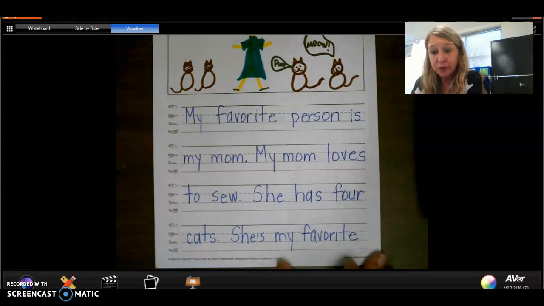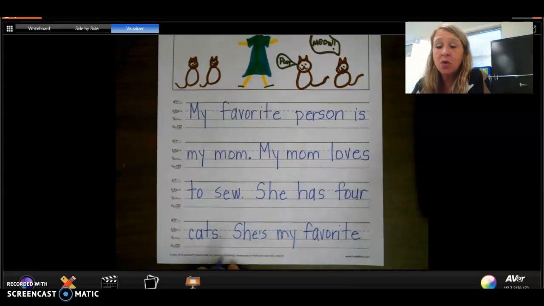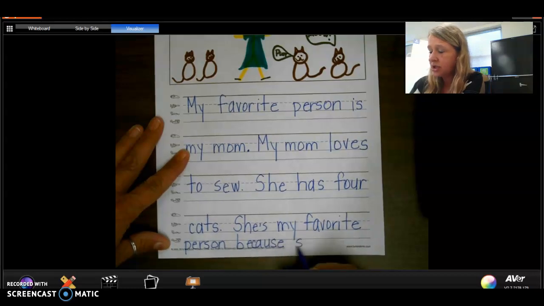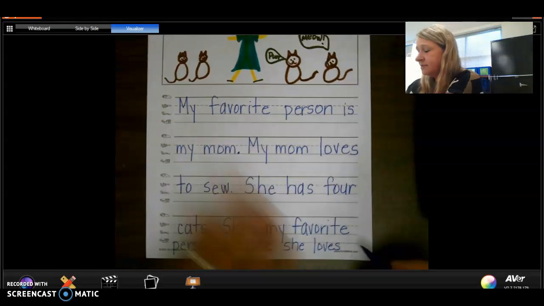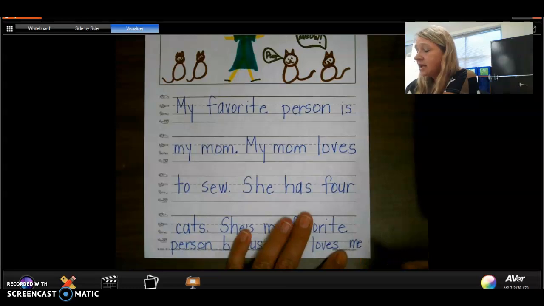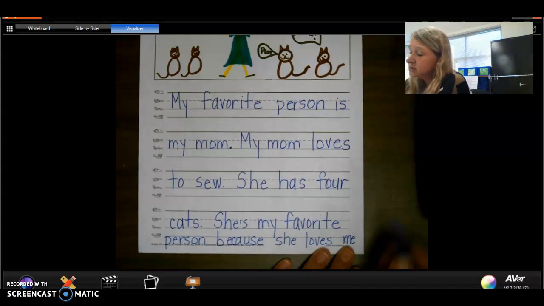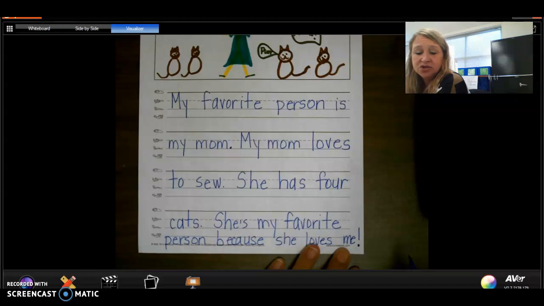Okay, if you run out of room, you're going to go down to the next line or on the next page. Okay? She's my favorite person because she loves me. Now, since I'm kind of excited about my mom loving me, I'm going to end my sentence with an exclamation point. That shows a strong feeling. Love is a strong feeling.